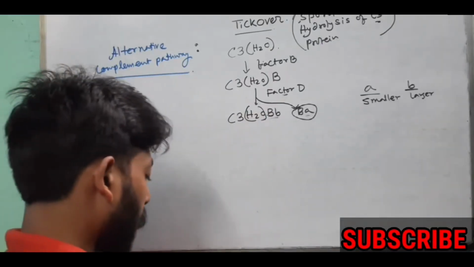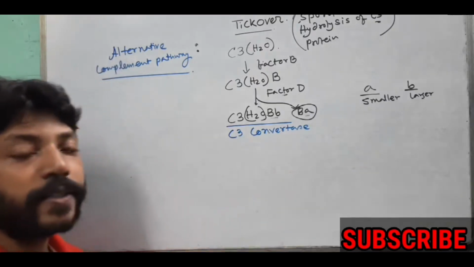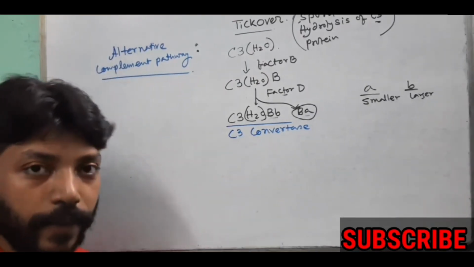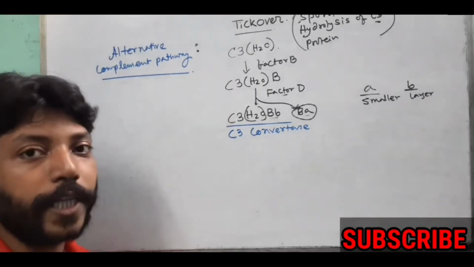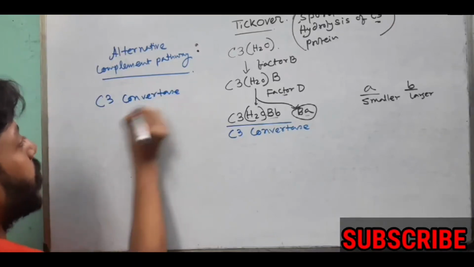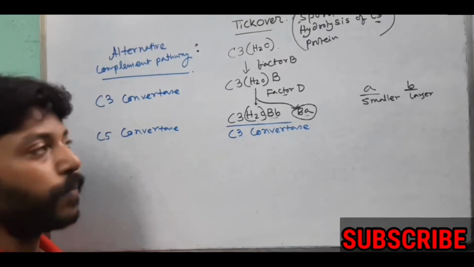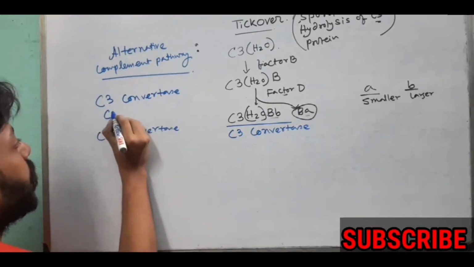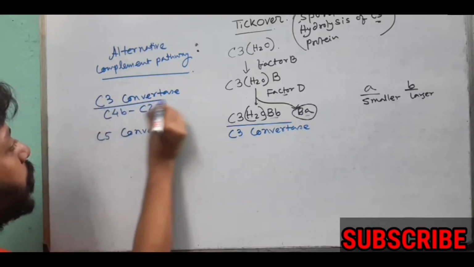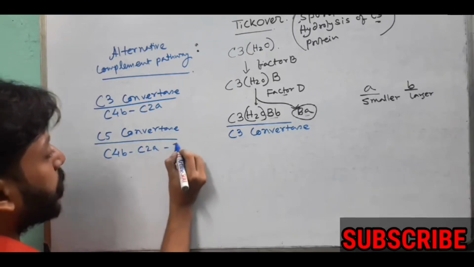This complex is called C3 convertase. In my previous classes, I have mentioned that the classical pathway and the lectin pathway merge into two enzymes called C3 convertase and C5 convertase. In both the classical and MBL pathways, the C3 convertase is C4b and C2a, and the C5 convertase is C4b, C2a and C3b.